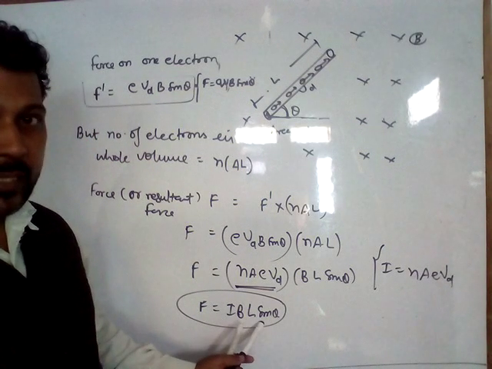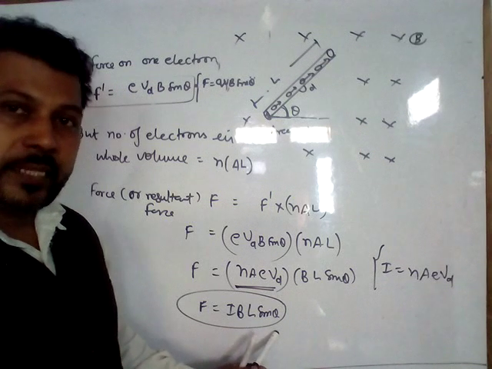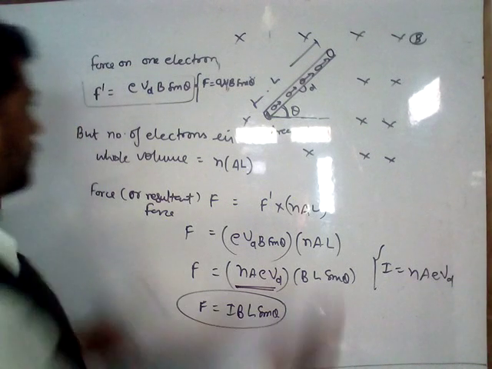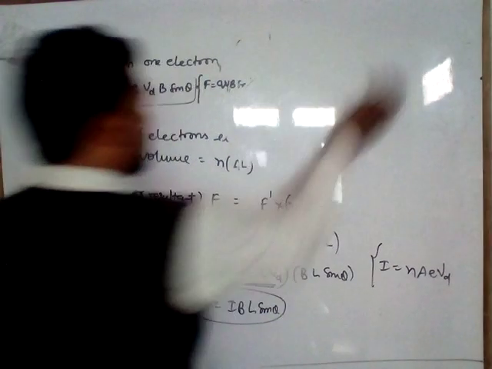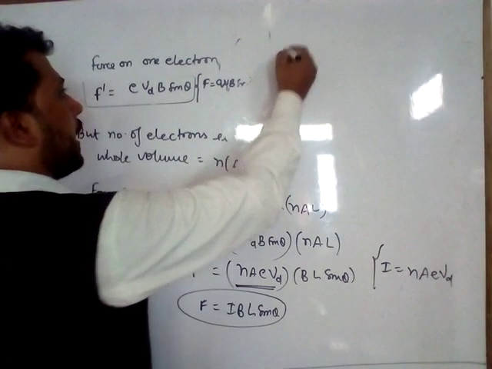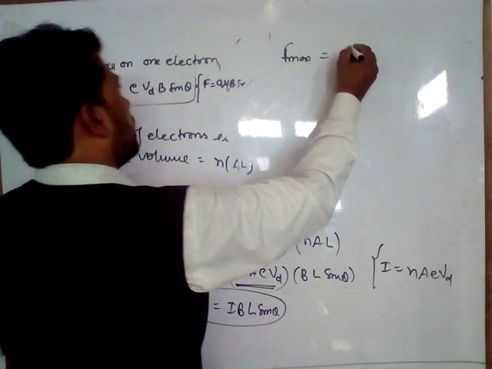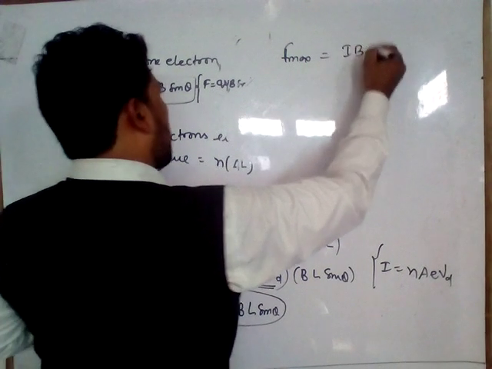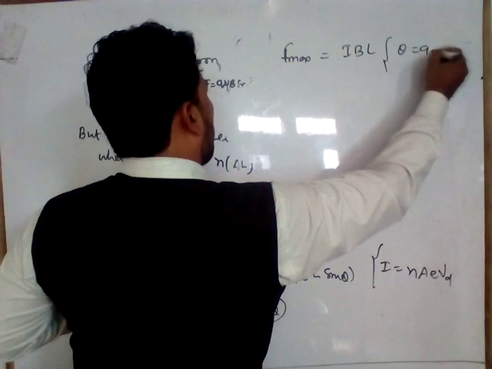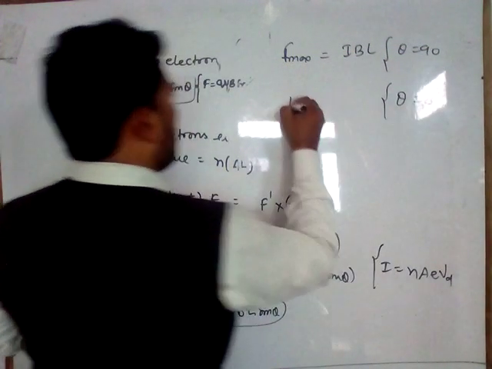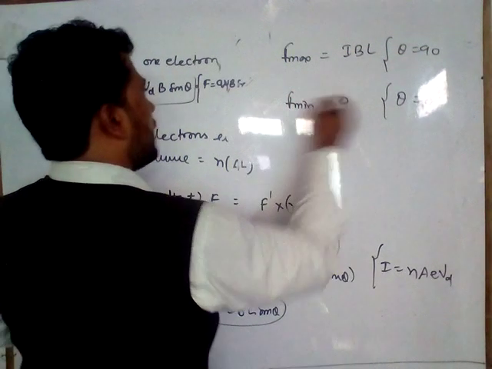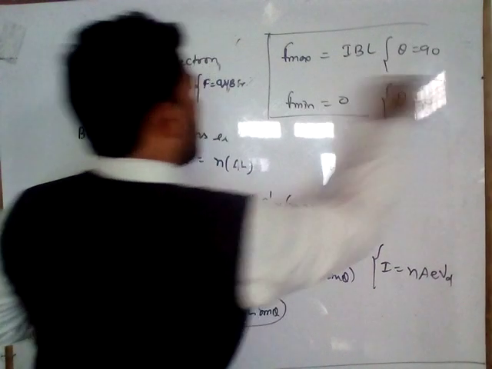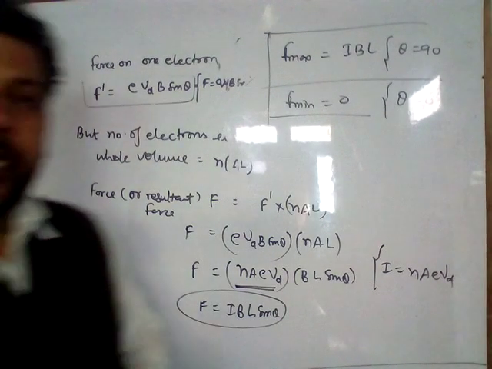So F max is IBL when theta is equal to 90 degrees, and whenever theta is 0 then the force will be minimum, that is 0. So in this way we can find its maximum and minimum values.